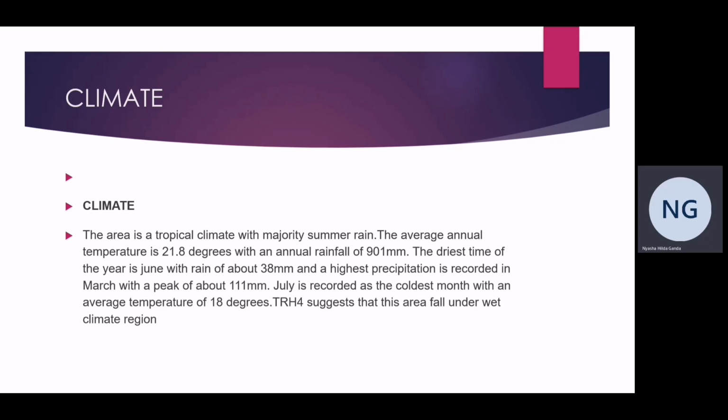The climate of the area. The area has a tropical climate with majority summer rains. The average annual temperature is 21.8 degrees Celsius with an annual rainfall of 901 millimeters. The driest time of the year is June, with rain of about 38 millimeters, and the highest precipitation is recorded in March, with a peak of about 111 millimeters. July is recorded as the coldest month, with an average temperature of 18 degrees. TRH4 suggests that this area falls under the wet climate region.